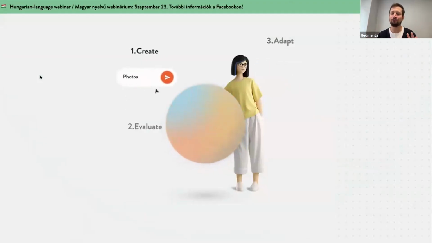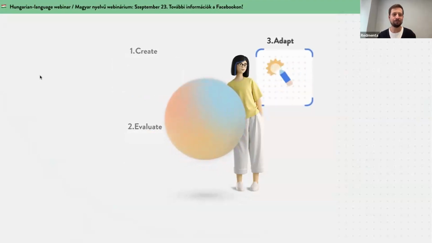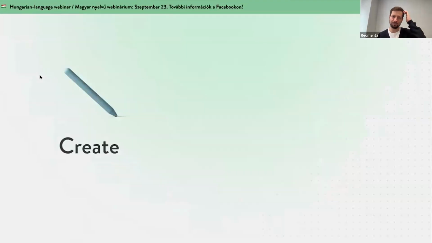This tool is Redmenta's AI assistant to supercharge your adaptive teaching. It covers the complete teaching process with three steps: create, evaluate, and adapt. Now let's see those steps in detail. First, create. An outstanding worksheet system integrated with the most powerful AI assistant can create the most engaging content: quizzes, activities like role-playing games, AI chatbots, worksheets that facilitate collaborative games, and project-based learning.